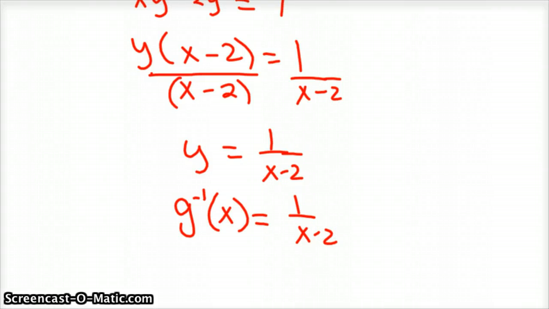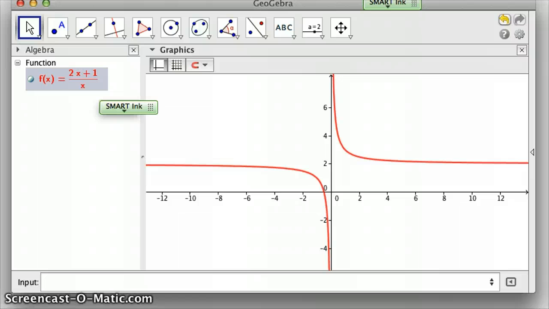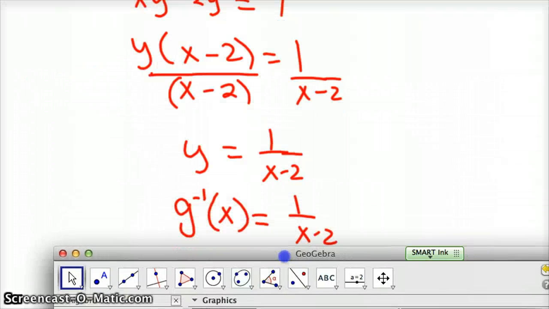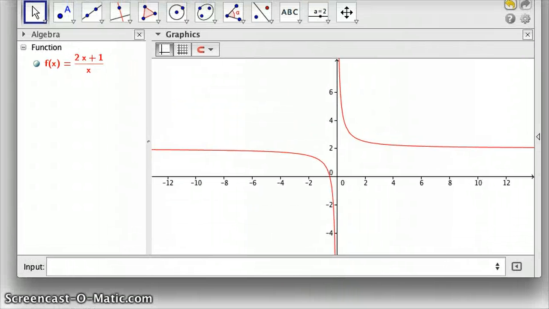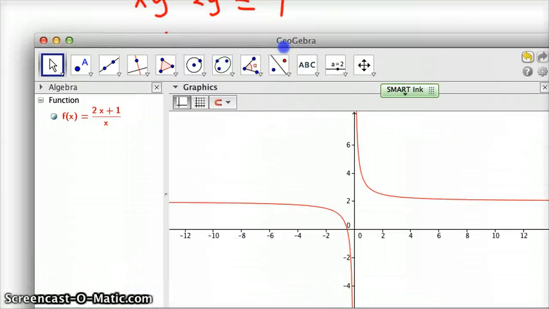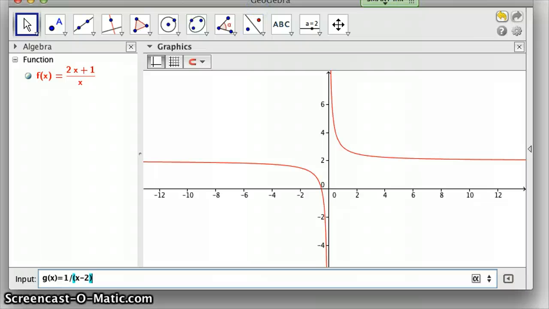Let's take a look at what this looks like in GeoGebra. I'll pop up GeoGebra here. I've already got the first function in red. That's our original. Now we'll put in the inverse, 1 over (x minus 2), and I called it f, so we'll call the second one g(x) equals 1 divided by, and since it's a quantity, (x minus 2). We'll stick that in there and hit enter, and let's see what we have.